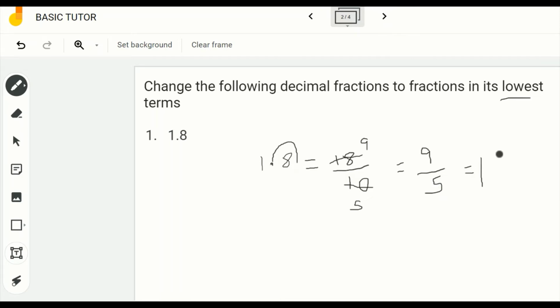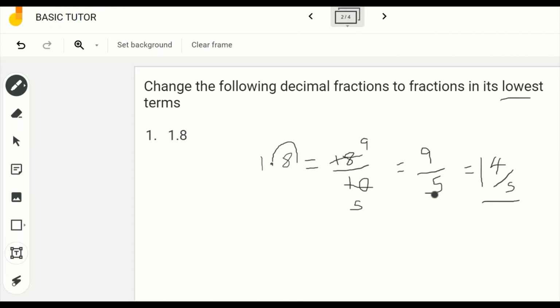So that will be our numerator over 5. This is the final answer. This is called a mixed number. 5 times 1 is 5. 5 plus 4 gives us 9. So remember that you should always leave your answer in either a proper fraction or a mixed number. Never you leave your answer in improper fraction.